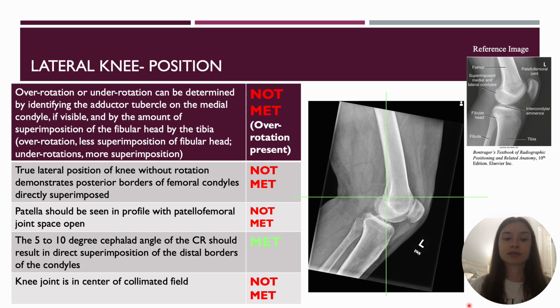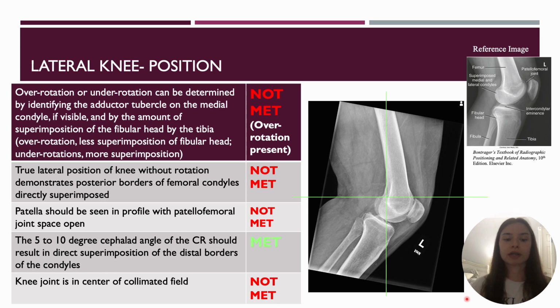The next criteria is patella should be seen in profile with patellofemoral joint space open. I did say not met for this one because that patellofemoral joint space does not appear as open as it should be as a result of that over rotation.